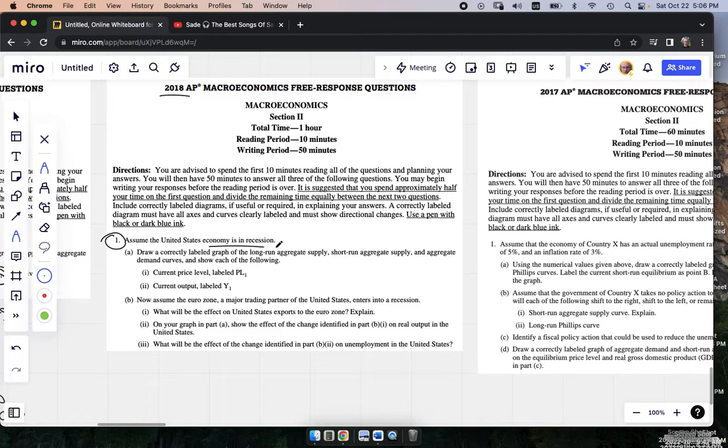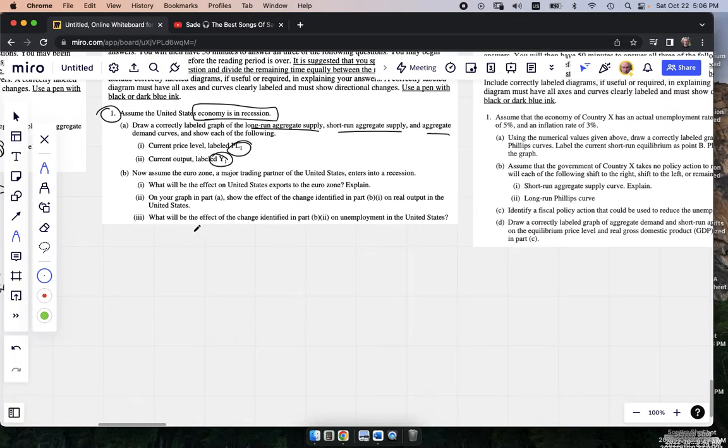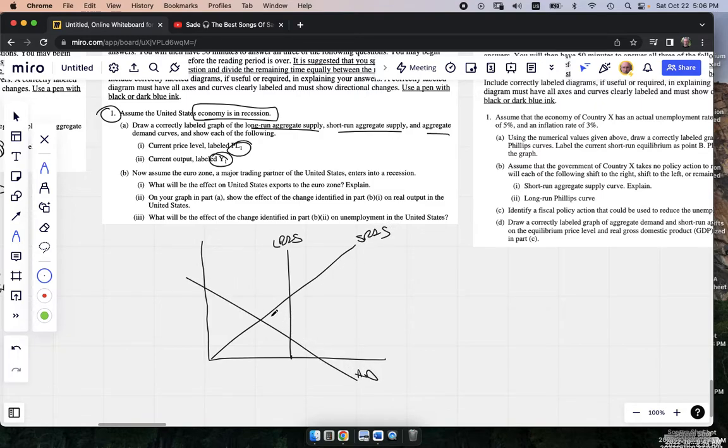2018, day one: our economy is in a recession, easy enough. Long run aggregate supply, short run aggregate supply, aggregate demand, PL1, Y1. So we're just going to show ourselves in that recession again, and I'm going to draw it like you and I should draw it, with aggregate demand to the left of what we would think of as full employment. Price level on the vertical, real GDP on the horizontal, PL1, Y1. This should always be YF under your long run aggregate supply. It shows full employment. All right, we're good.